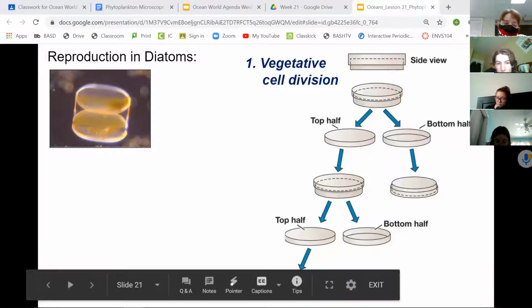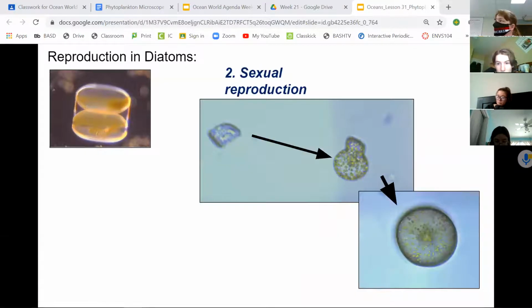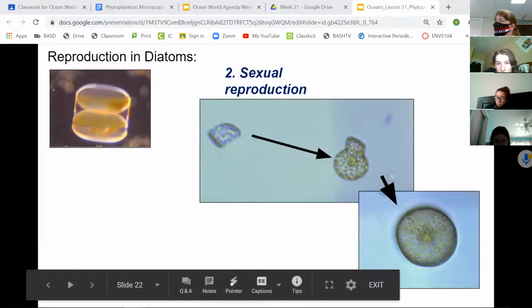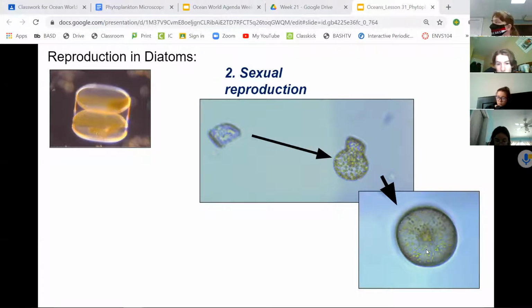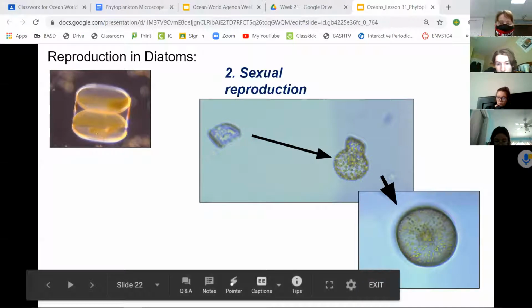What does their sexual reproduction look like? Well, essentially you have a sperm cell, it merges with the egg cell, and then you have a new cell which then can divide from there. So not extremely fancy, but it works.